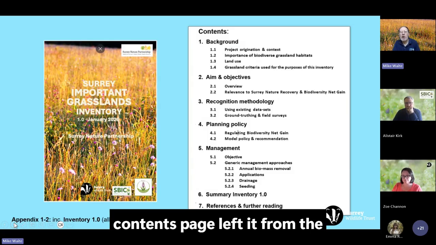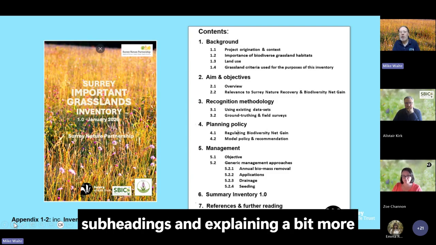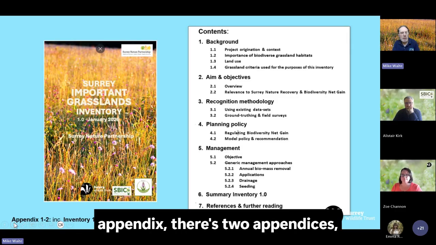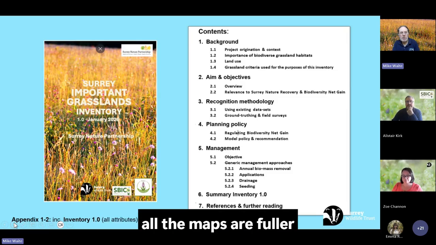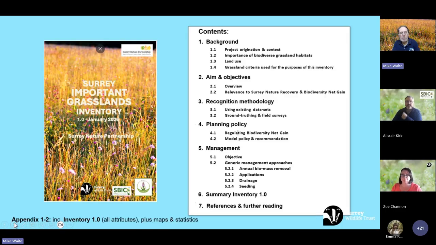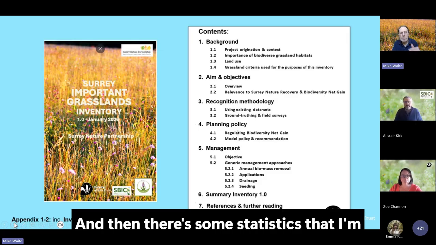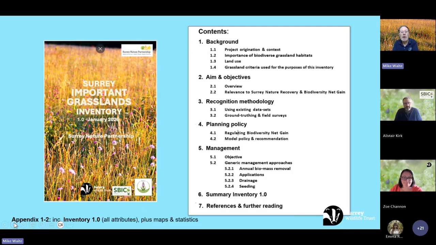This is a contents page lifted from the document, and I'm going to be picking up on some of those subheadings and explaining a bit more about them as I go along. There are two appendices, Appendix 1 and 2. It's all the maps of the fuller inventory with all the attributes there, and then there are some statistics that I'm going to present.